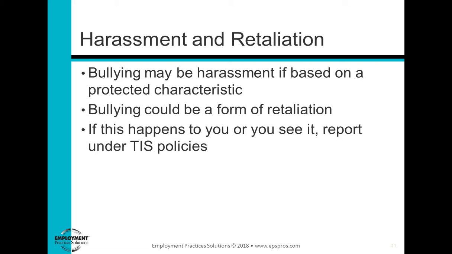Also, if a person has made a past complaint under TIS policies, treating that person in a bullying manner afterwards can be a form of retaliation. So if a fellow employee brings a complaint against you, you need to treat that person the same as you would if they had not brought a complaint, of course, eliminating the behavior that led to the complaint. Any bullying behaviors towards that person, malicious gossip, exclusion, any sort of hostility, could be a form of retaliation under our policies. So if you see any of these behaviors happen to yourself or someone else, it's important that you speak up and report it to your supervisor, HR, or compliance.